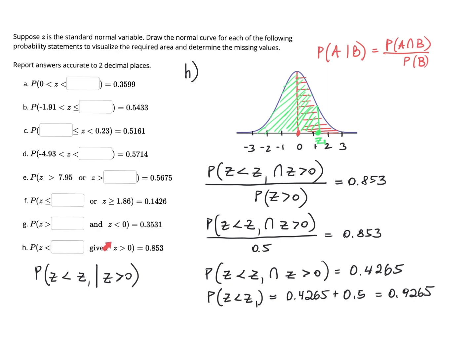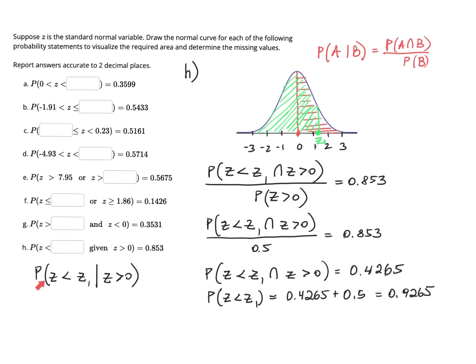I want to remind you what this given means. It's the conditional probability, and if I go back to the probability formulas, I'll recall that probability of event A given B is equal to probability of A and B, intersection B, over probability of B. I'm going to rewrite this given statement using this formula. Again, I want to call this unknown boundary z sub 1 to make it easy to track who's who.